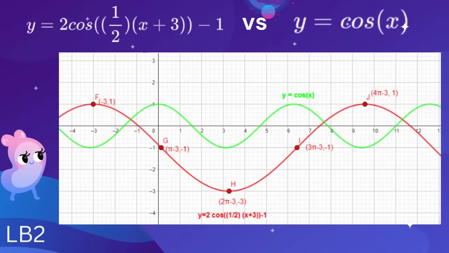Now that you have the knowledge you have gathered so far, compare the properties of the function y equals 2 times the cosine of open parentheses 1/2 the quantity x plus 3 close parentheses minus 1 to the mother function y equals cosine of x.